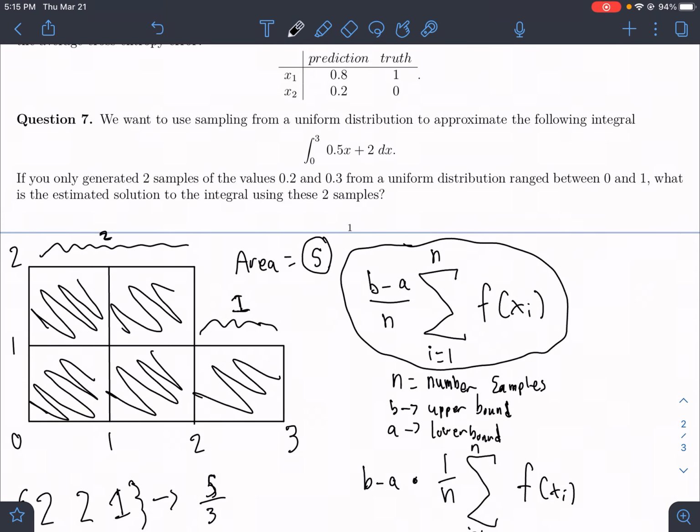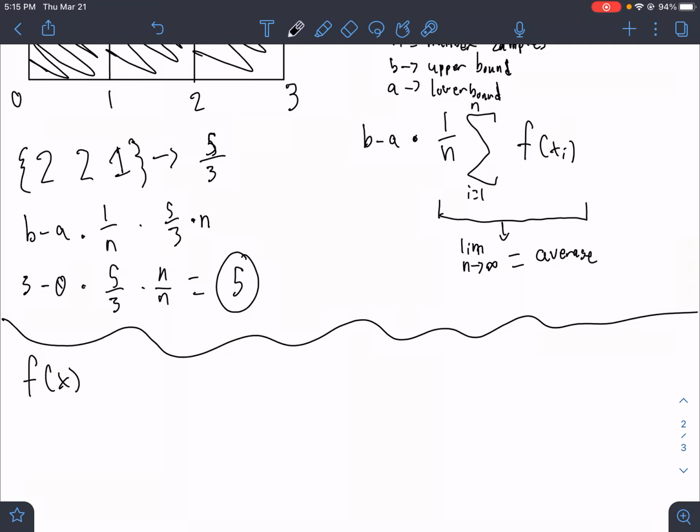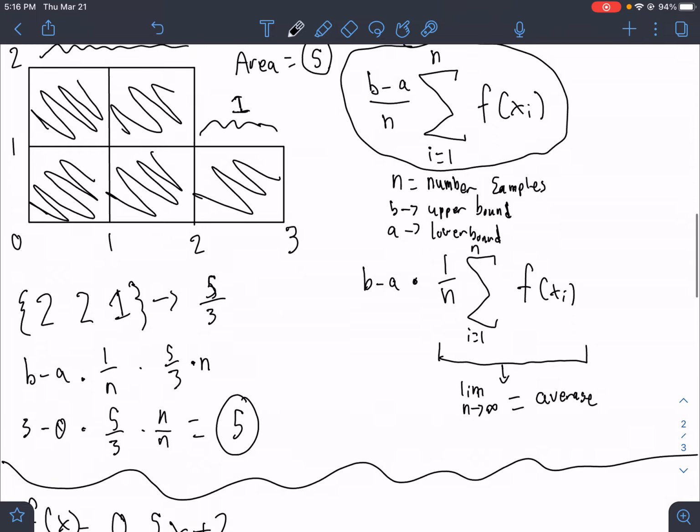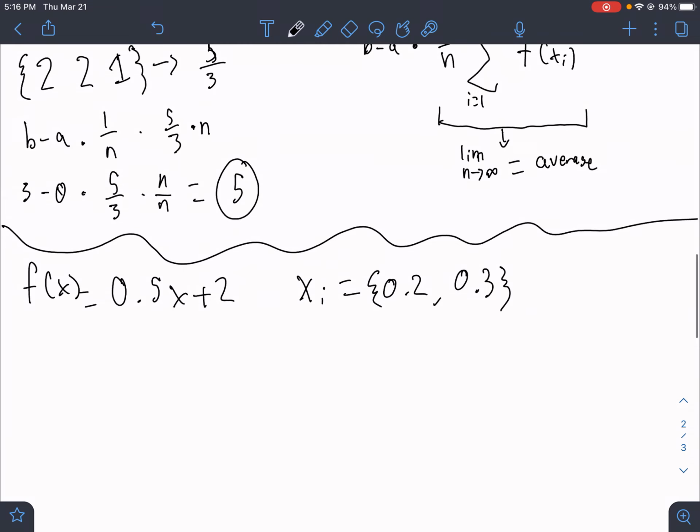And now I'm going to actually do the question. So let's just do it. f of x equals 0.5x plus 2, if I remember, yes. And we know that our samples are 0.2 and 0.3. We know that we are integrating from 0 to 3. So we know that b is 3, a equals 0, and n equals 2 because we have 2 samples here.